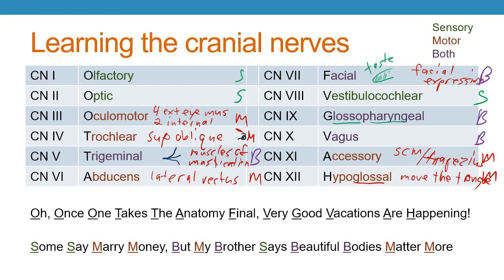Okay. If you combine these two phrases in your memory, you can get the first letters of every cranial nerve written down pretty quickly, and then you can figure out the functions of each cranial nerve, and hopefully between those two, that'll help you remember all of the cranial nerves.